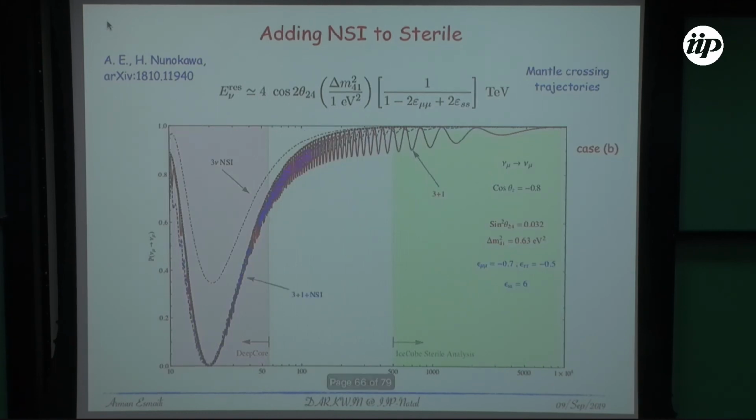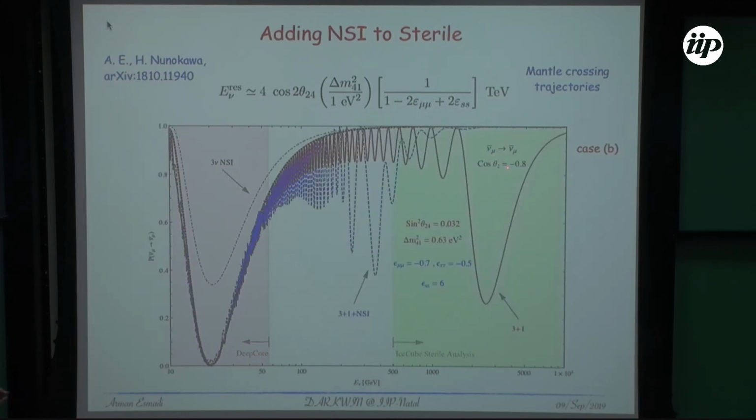The same thing holds for the other cosine zenith angle. You can see that the 3+1 goes there. Analytically, it's very simple to understand, because the resonance energy in the 3+1 plus NSI has such a relation with the NSI values. So by changing the NSI values, you can change the position of the resonance, but not kill it. Actually, there are some points where you can kill it, but this is not what they propose.